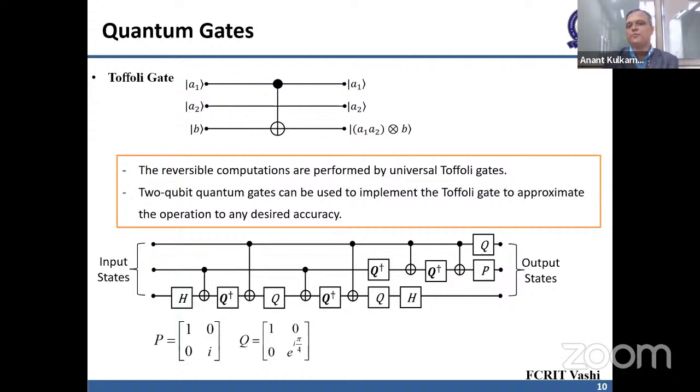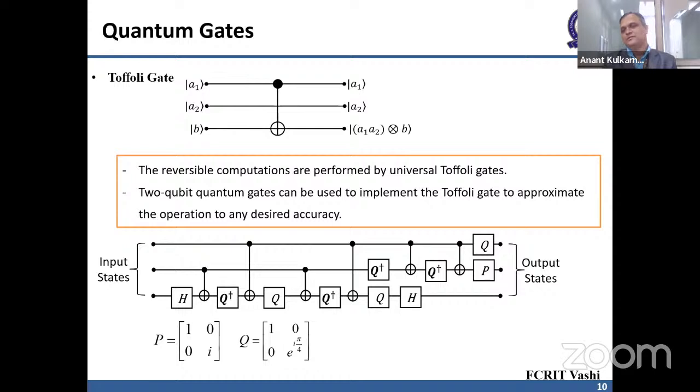Right? So for what purpose do we use these universal Toffoli gates? The reversible computations are performed by universal Toffoli gates. Other than that, 2 qubit quantum gates can be used to implement the Toffoli gate. If you look at the quantum circuit given exactly below in the slide, it has 3 states, but the entire Toffoli gate looks like a single operation. It's quite difficult to achieve a single operation in quantum computing as far as physical realization is concerned. So you have to decompose the single operation into two qubit based operations.